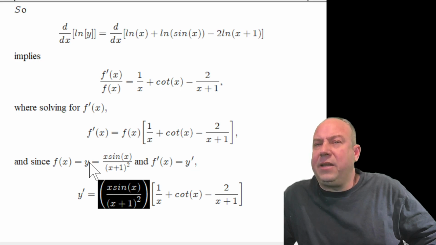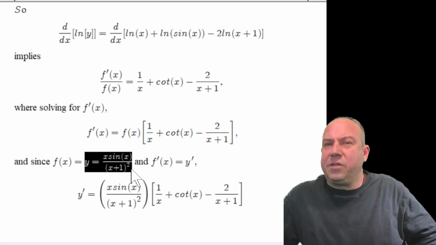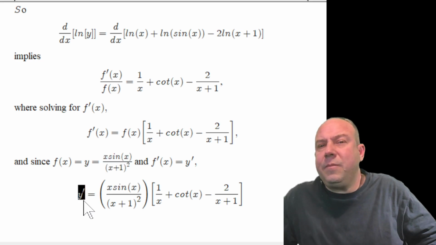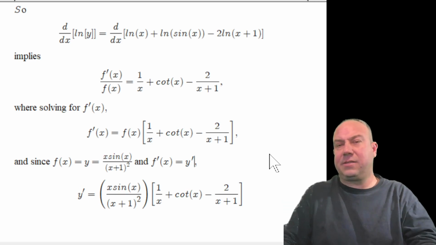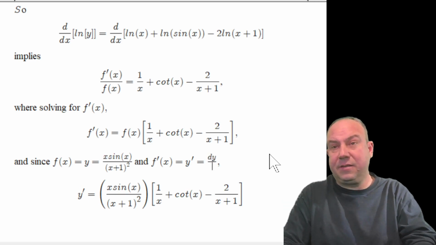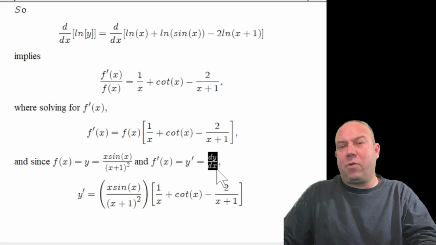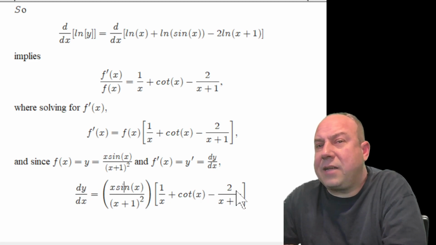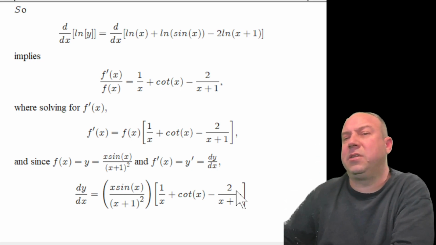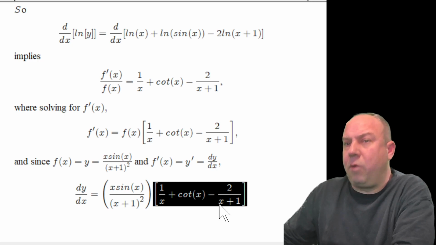Right, this argument right here that came from our initial question that started this lecture, right? What is the derivative of that? And what we're finding is the derivative of that is what we call this value f prime of x. This is our dy dx, and I think we said let's find dy dx. So let's state it that way. And we can end up saying dy dx must then be equal to x sine x over x plus 1 squared times this group 1 over x plus cotangent of x minus 2 over x plus 1.